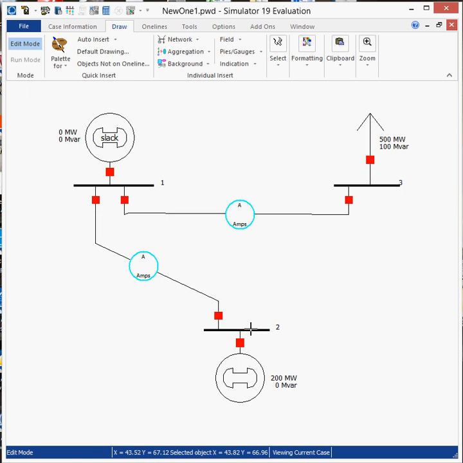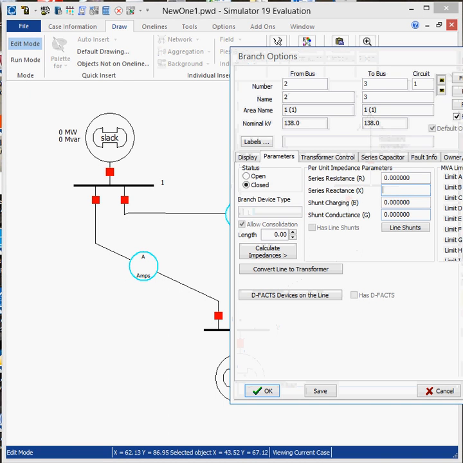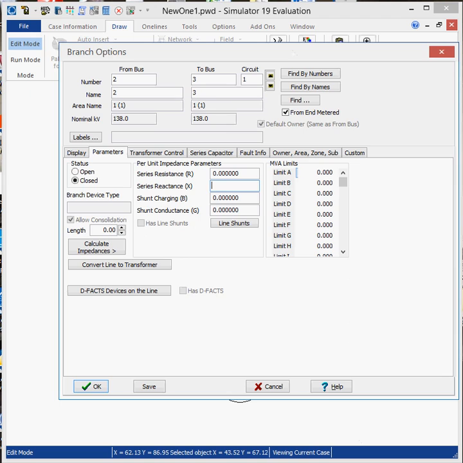So repeat for bus 2 to 3. This one is 0.0047 and this one will be 0.0474. Okay.